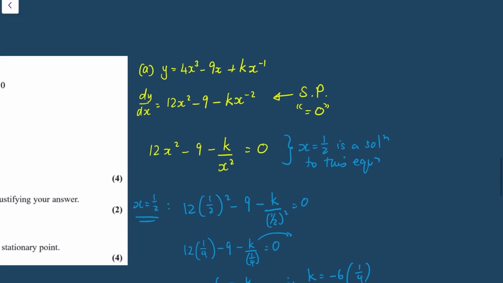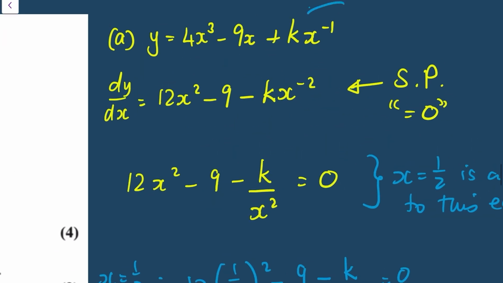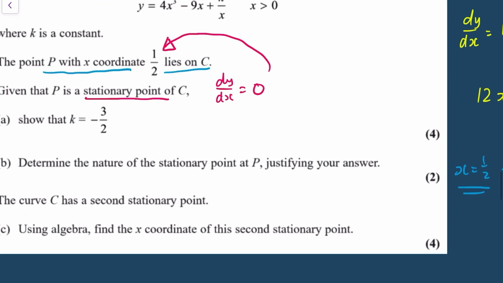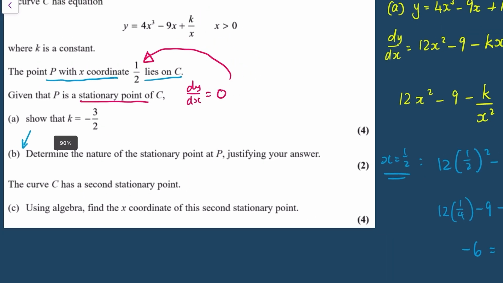So I've worked out the constant in this equation. k is negative 3 over 2. So even if you couldn't do this bit, you could assume it's true when you go on to the next part. In the next part they say determine the nature of the stationary point at P, justifying your answer.